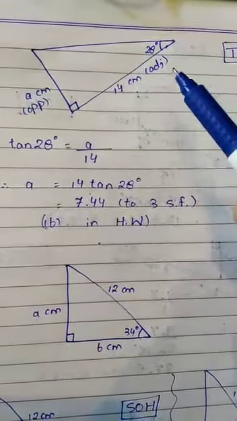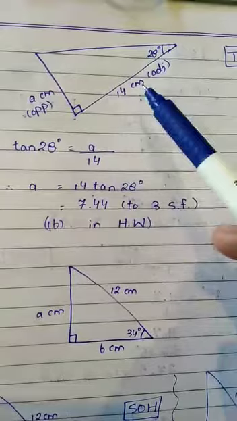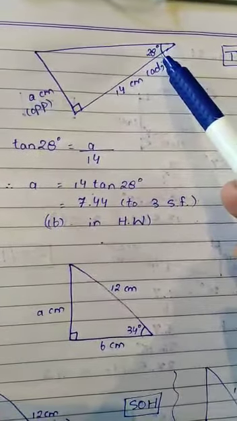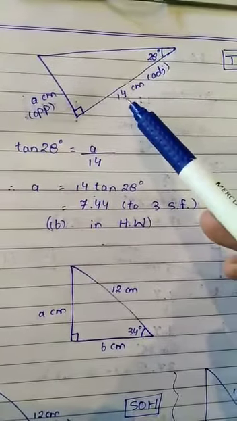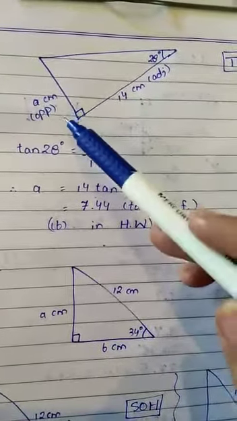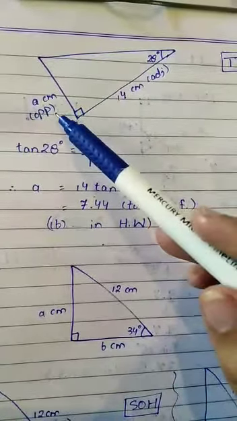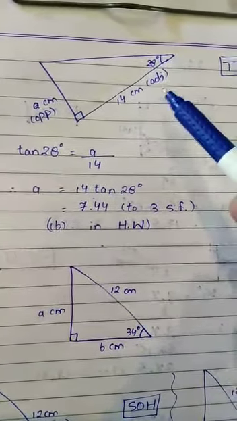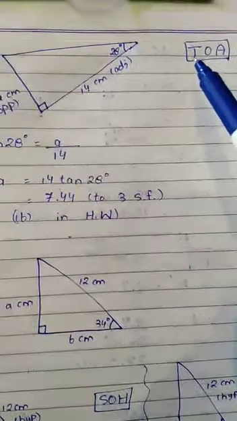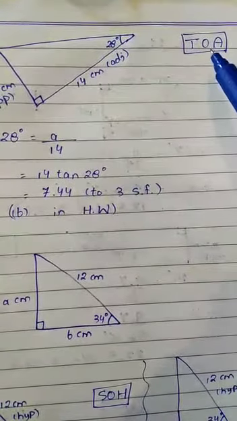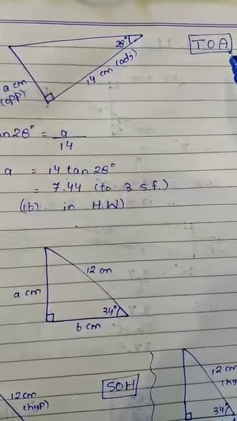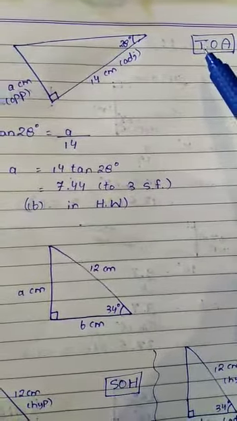This is the figure of question number 3 part A, in which the angle given is 28 degrees. According to the given angle, the adjacent side is 14 centimeter and the opposite side is a centimeter. So we have the opposite side and the adjacent side. Which formula will you use? You will use TOA. T stands for tan, O stands for opposite, and A stands for adjacent. So we have opposite and adjacent side, that's why we are applying this formula.